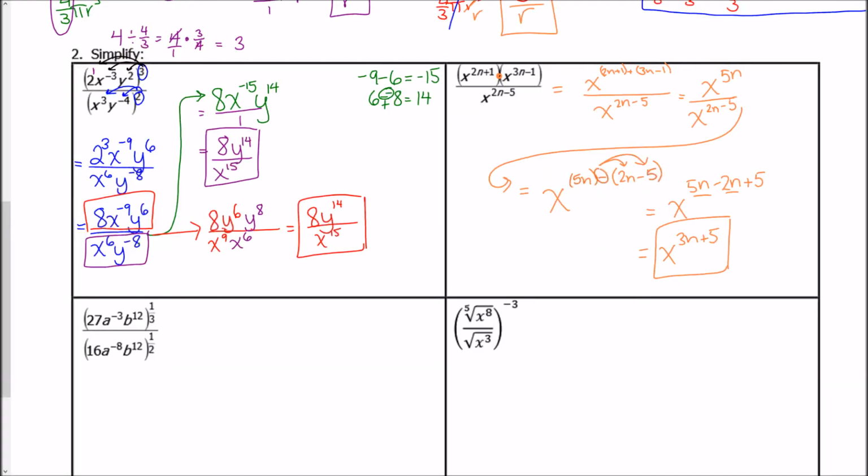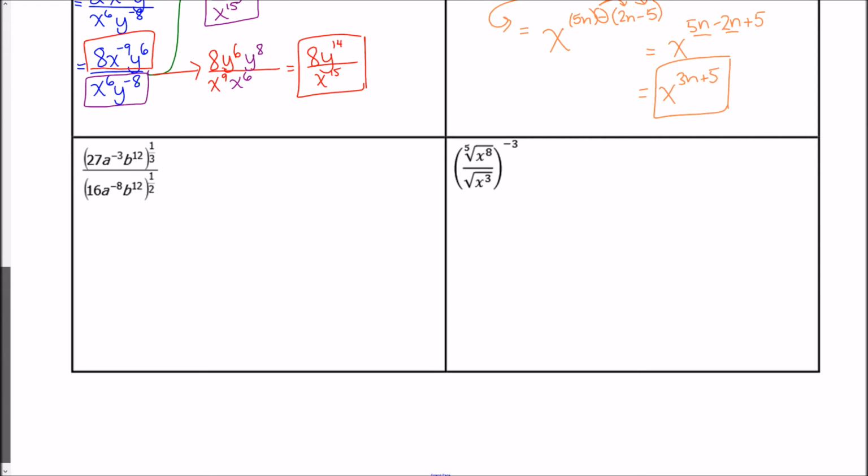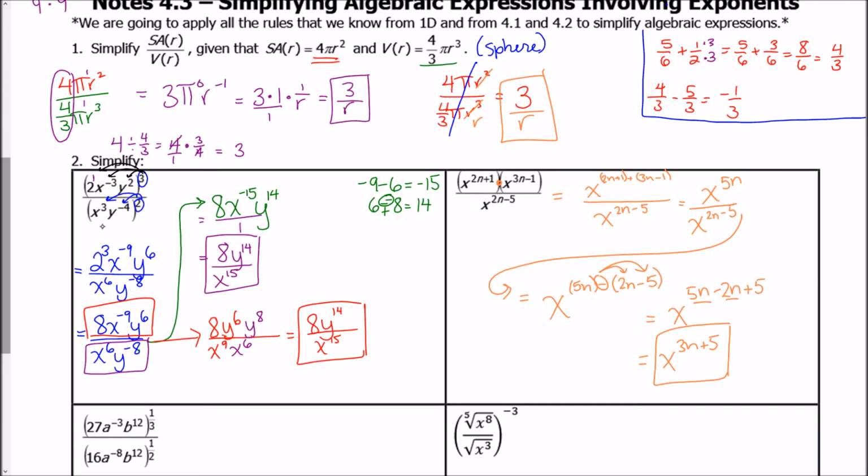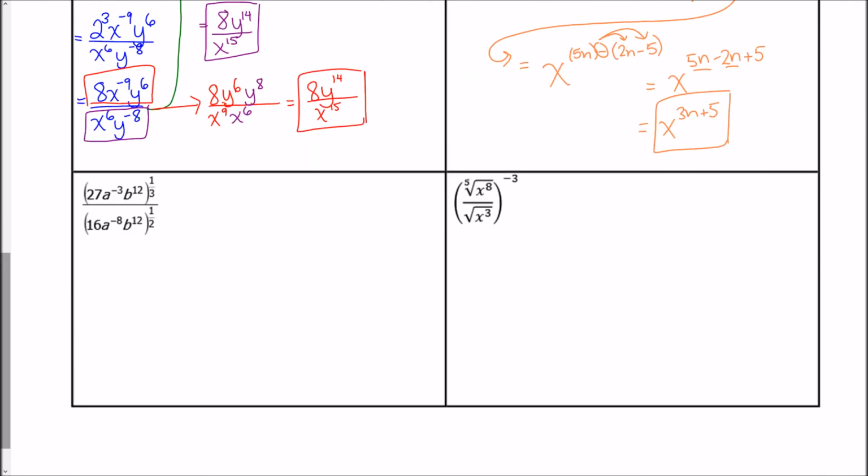Okay? All right, guys, 2 more examples, and then we'll be done. So in the first example that we had in number 2 right here, we had integer exponents. Then we had variable exponents. Now we're going to talk about what happens with rational exponents, but it's pretty much the same idea.